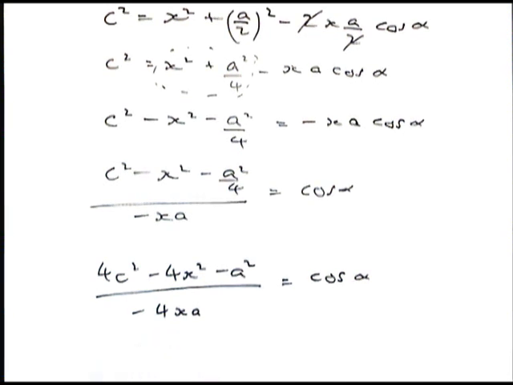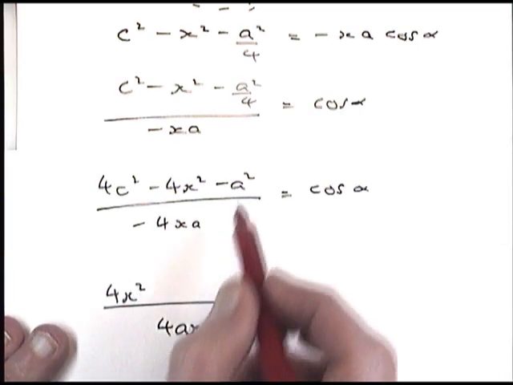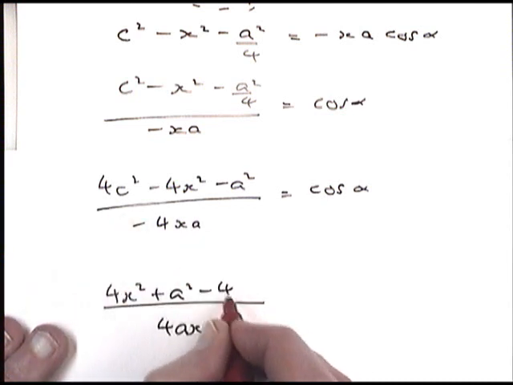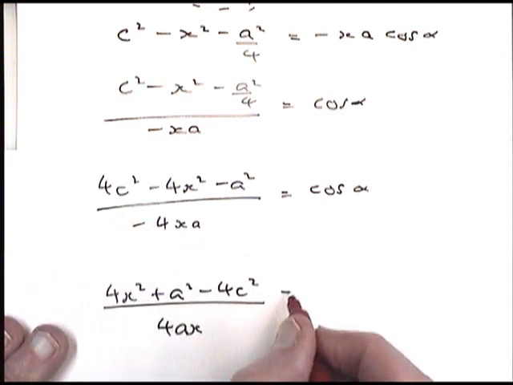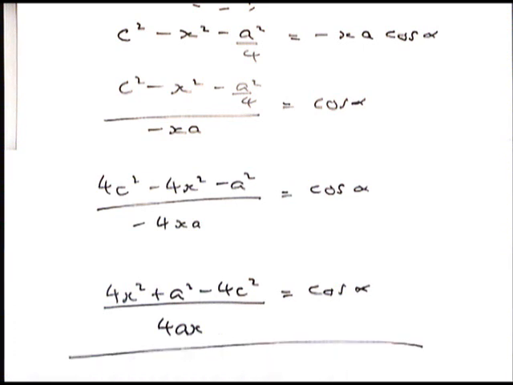But they haven't got a minus on the bottom, they've just got 4ax. So if you times the bottom by minus 1, you also need to times the top by minus 1, so all the signs will change here. So the negative 4x squared you've got there will become a 4x squared. The negative a squared will become a positive a squared. The positive 4c becomes a negative 4c squared. So that's equal to cos a. So that final bit was multiplying by minus 1, and now you've got an expression they need for cos alpha.